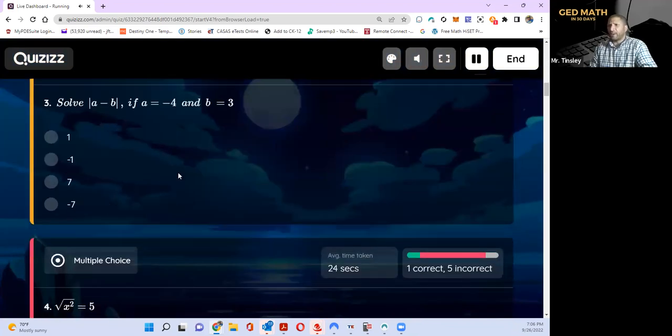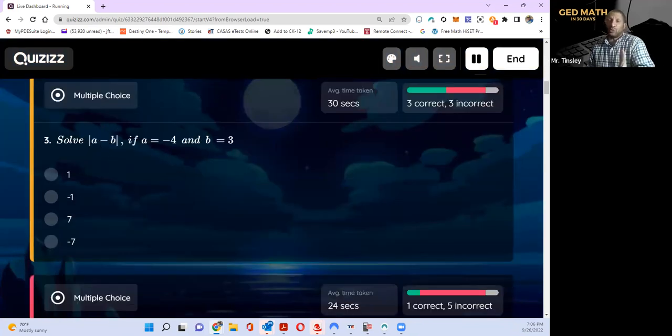Let's catch back up. So what do these 2 lines mean? Absolute value. That means any number that's inside those absolute value lines is going to be positive. So I got A, which is -4, minus B, which is 3. So the absolute value of -7 is 7.